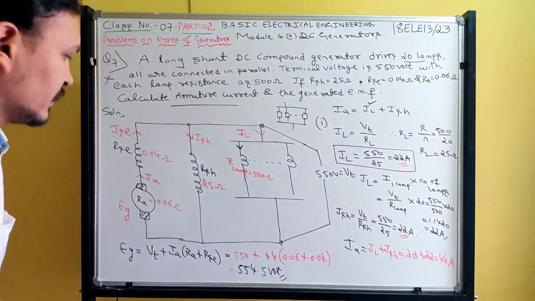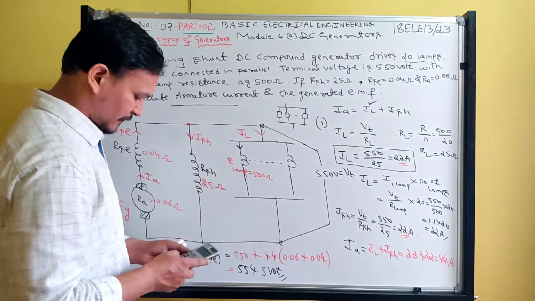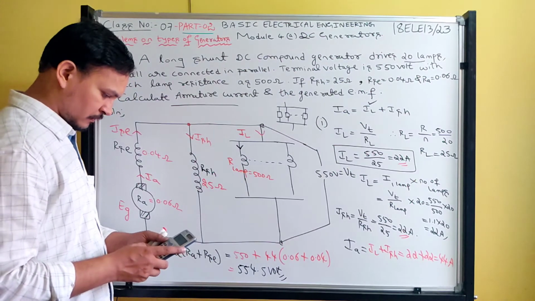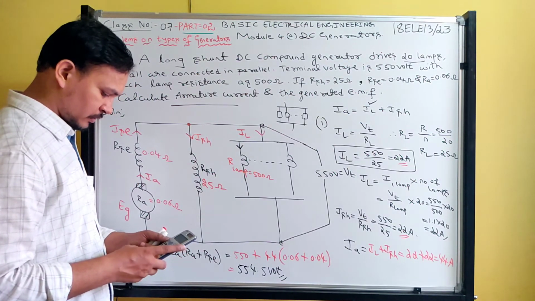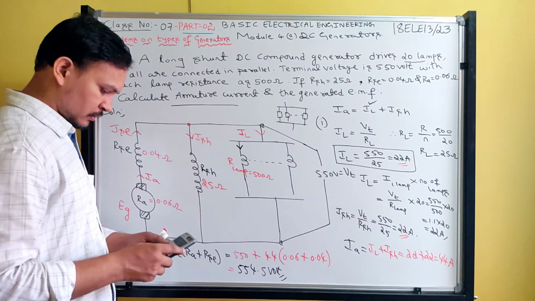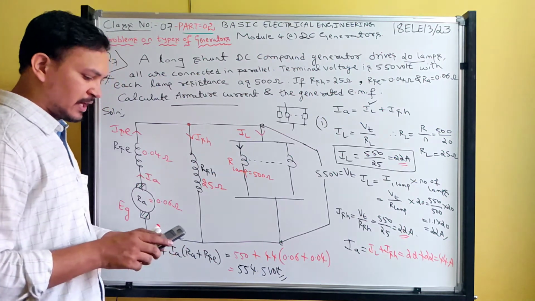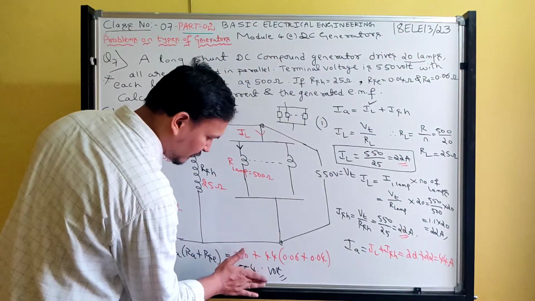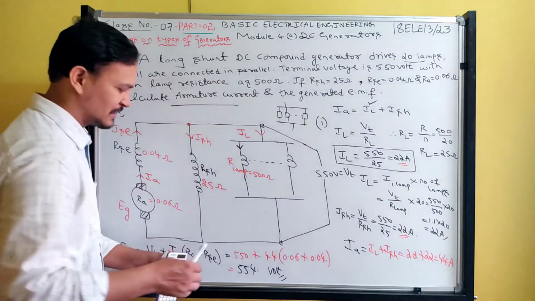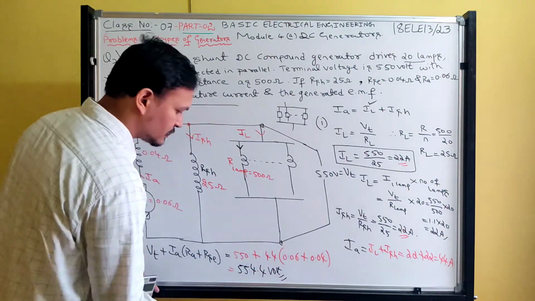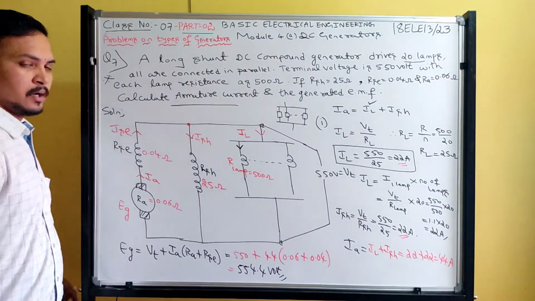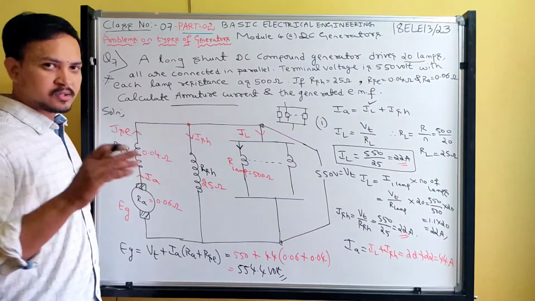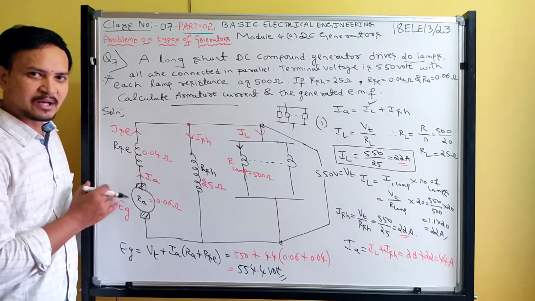Wait, I will also do it along with you. 550 plus 44 into (0.06 plus 0.04), we are getting 554.4 volts. Make corrections: the correct answer is 554.4 volts. Understood, guys? Pause the video and copy down the solution.